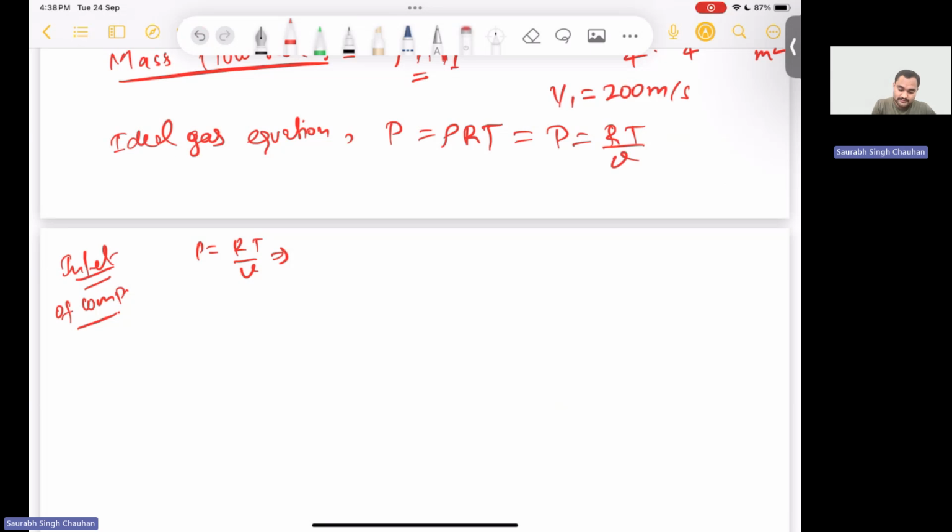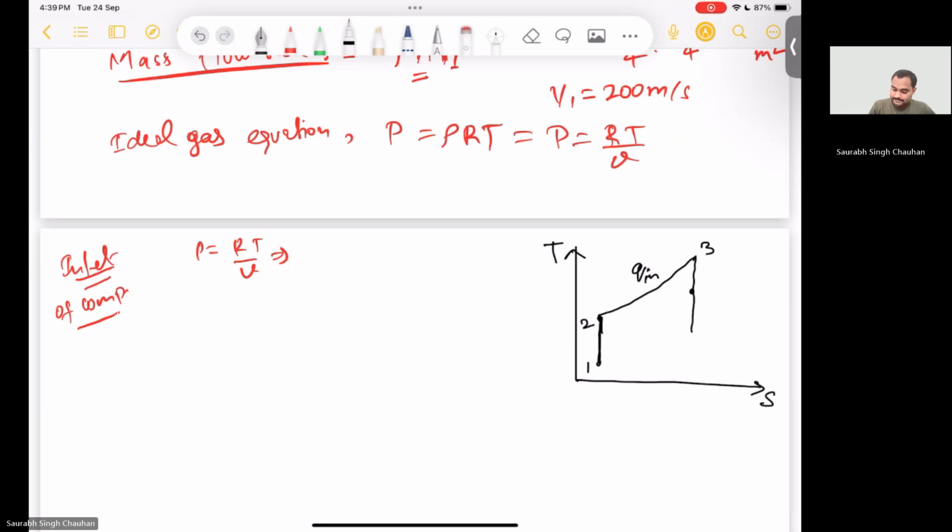First we can also make a diagram, a TS diagram. So 1 to 2 is isentropic compression. 2 to 3 is your combustion chamber, so constant pressure heat addition. 3 to 4 is your turbine, and 4 to 5 is your nozzle. Okay, so this thing we are calculating at the inlet of compressor.